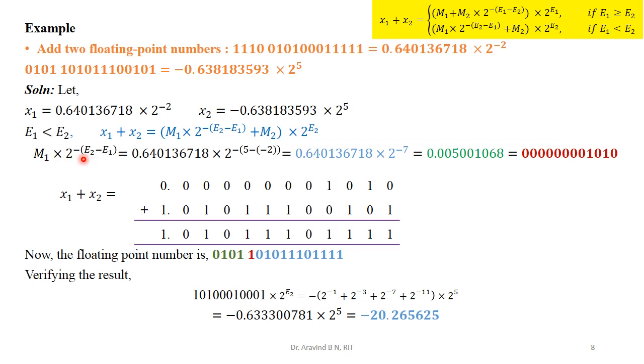We are having m1 and we are having E2 and E1 values. Those values are substituted over here and we have obtained representation something like this. M1 is like this. After substituting E2 and E1, we have got this as 2 to the power of minus 7. Multiply this one. So we are going to have this value 0.005001068. Convert this into equivalent representation. We are going to have this is the mantissa part of the realization.